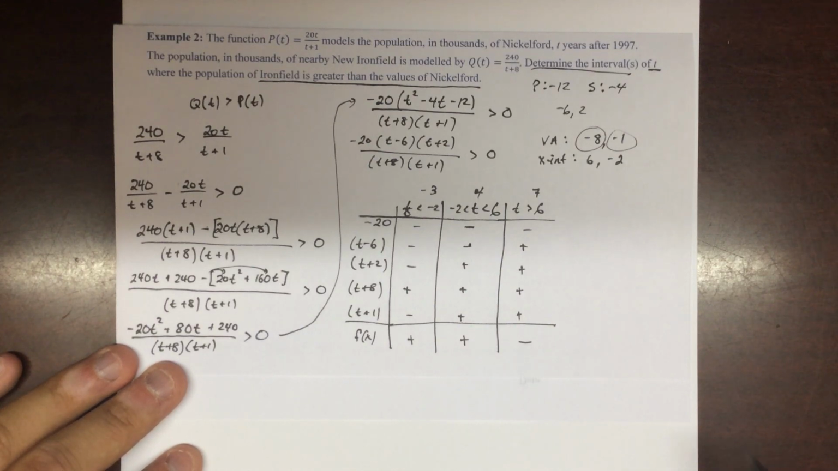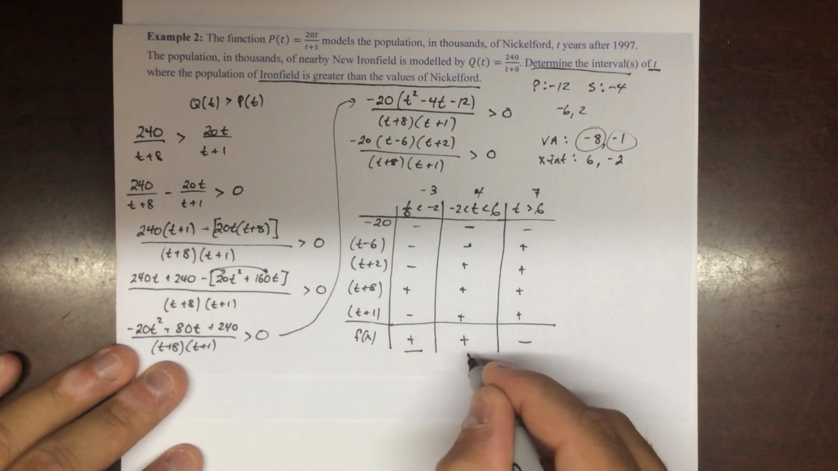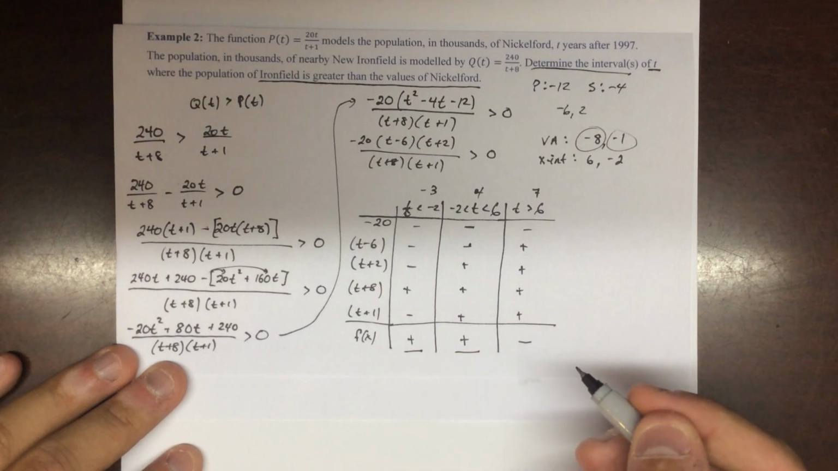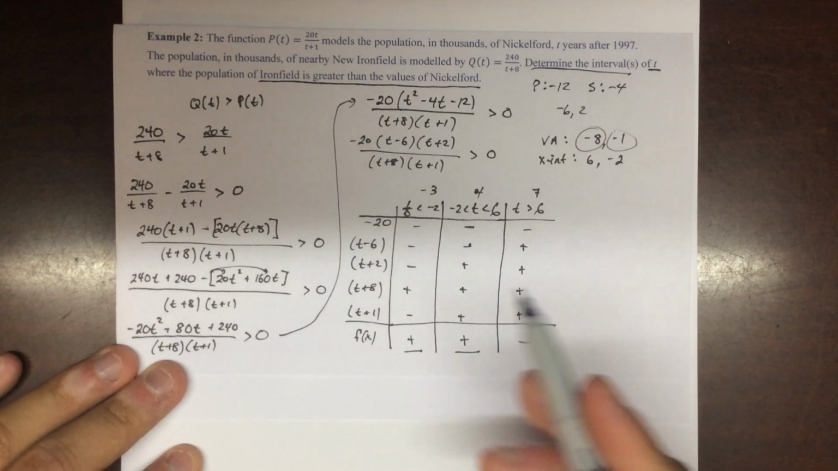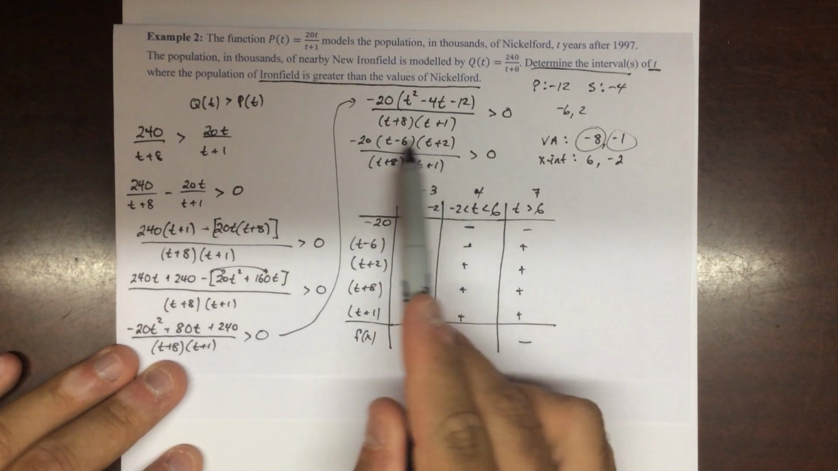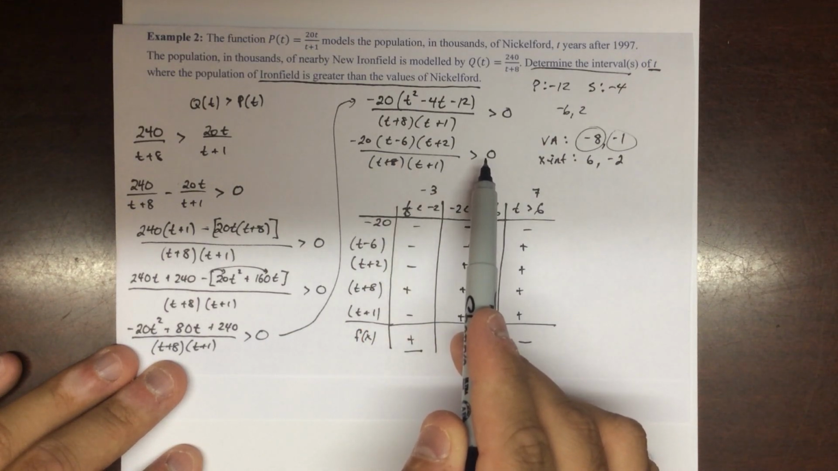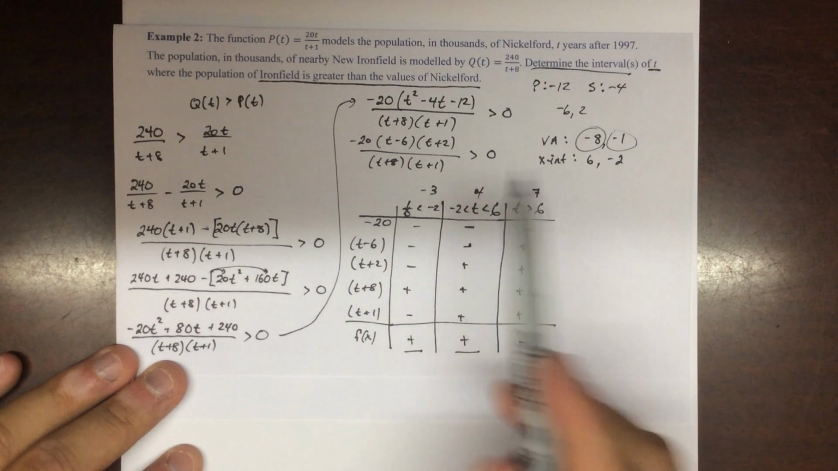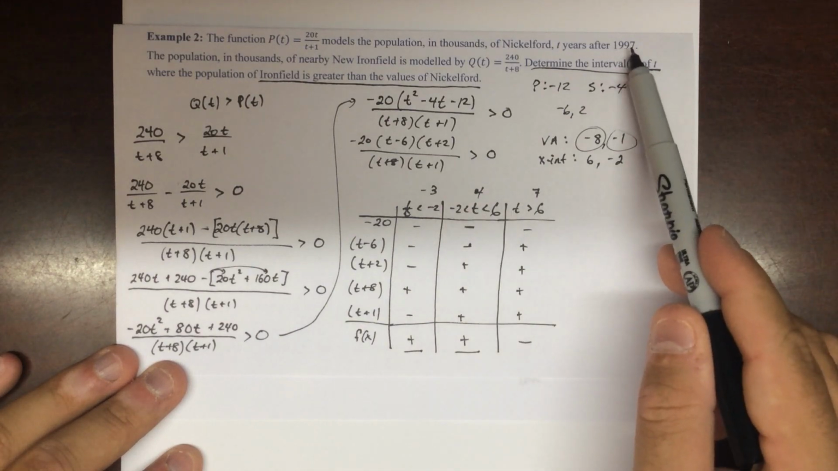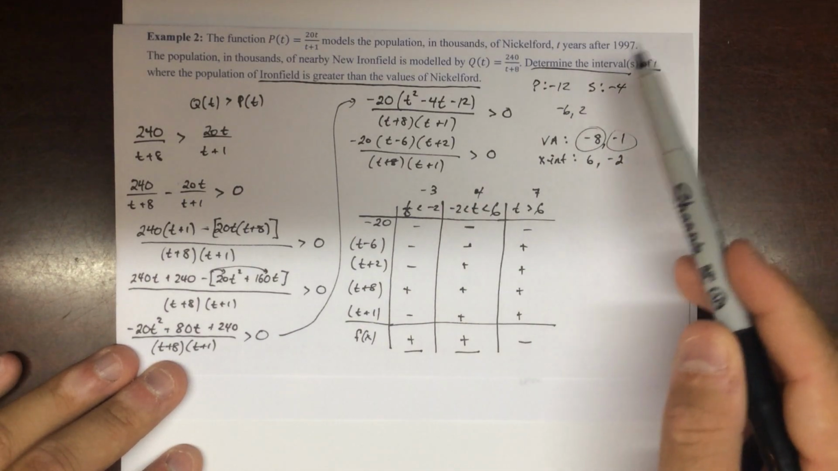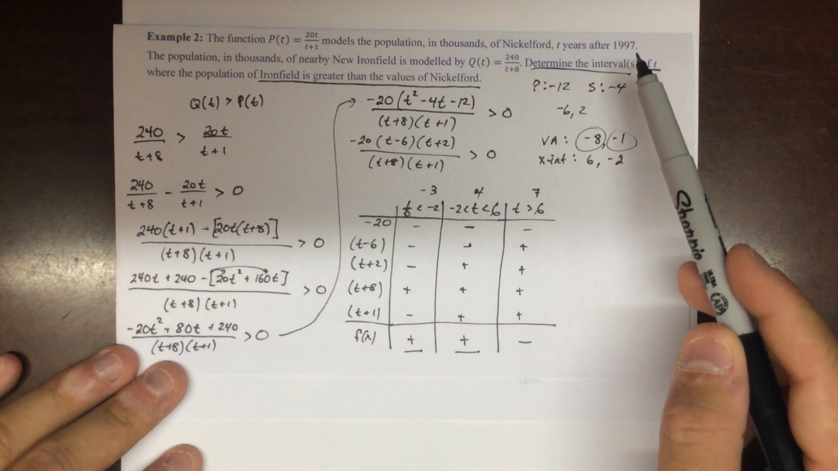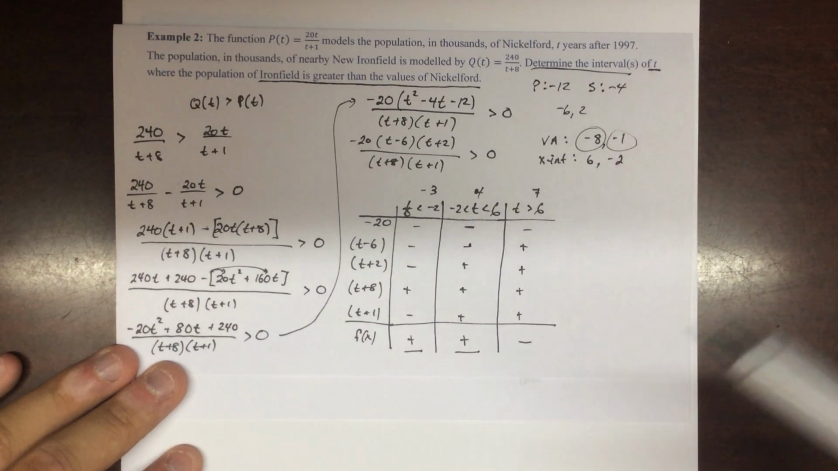Now, going back to our question, we've finished our interval table. We've got a positive interval here. We have a positive interval here. How do we interpret this? We were looking to solve where the function is greater than 0. As we stated before, we're not concerned with anything prior to 1997 based on our model here. We are looking for everything beyond 1997.